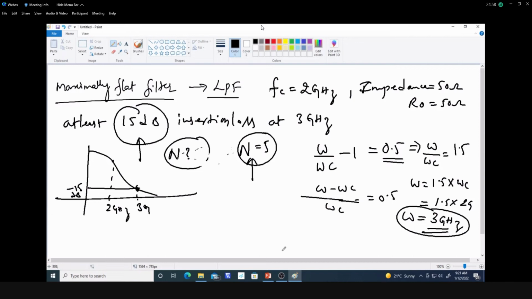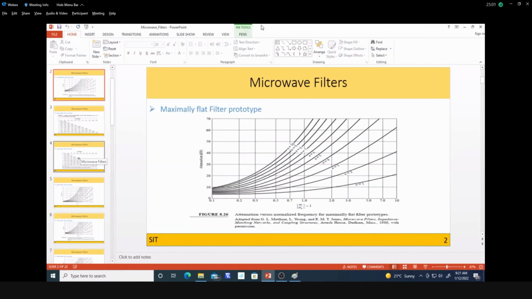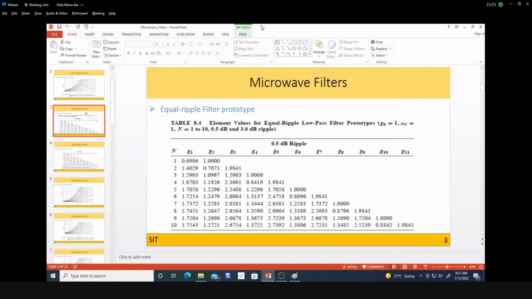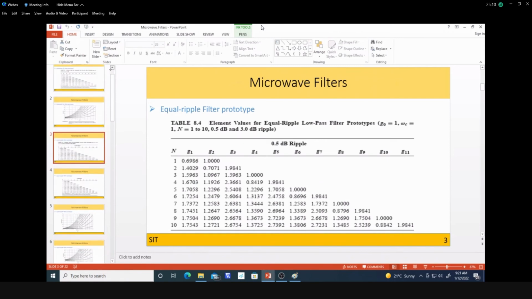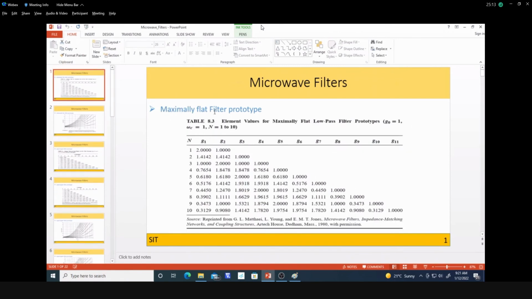Now from the table we need to find out all the element values. So this is the table for the maximally flat filter prototype and element values. I need to get the element values for n equal to 5. Now you can see these are the values for n equal to 5, from G1 to G6. G6 is 1, which is always the load value; 1 into 50 gives 50.